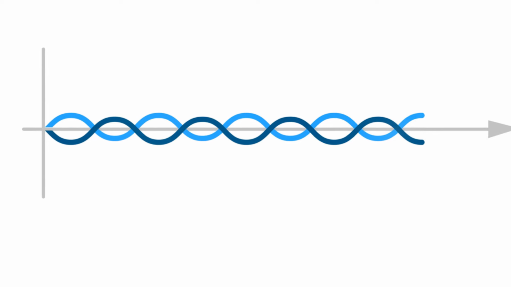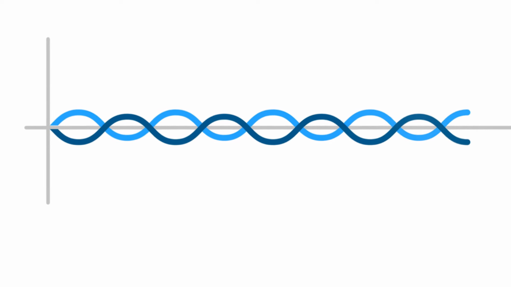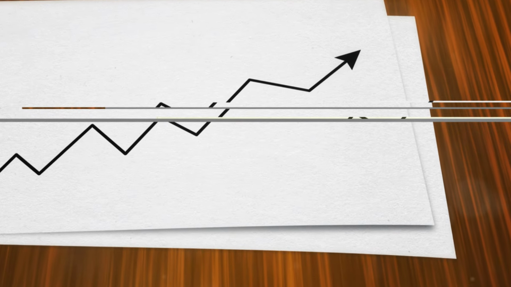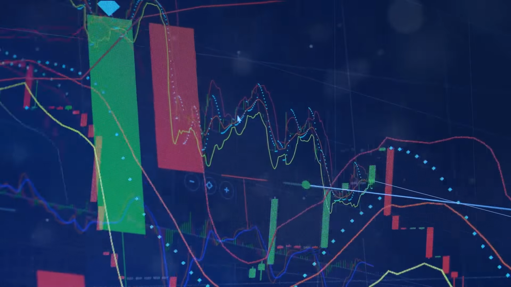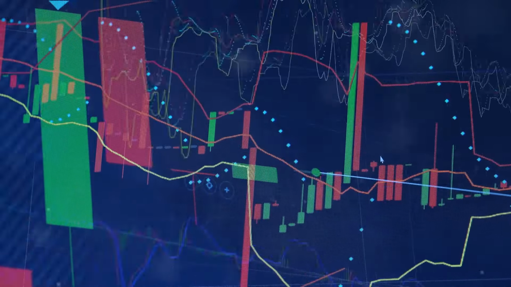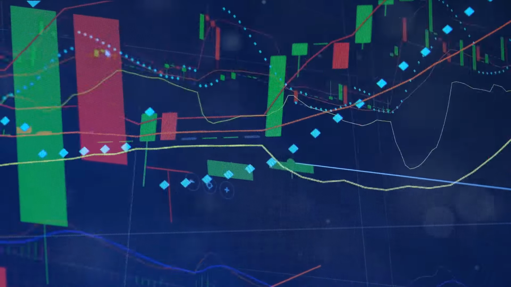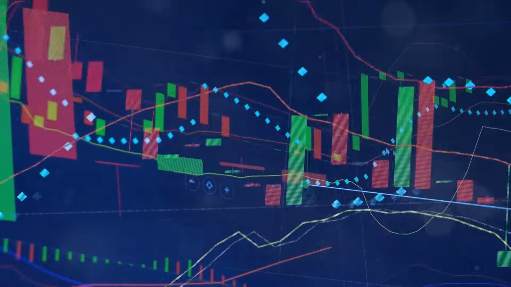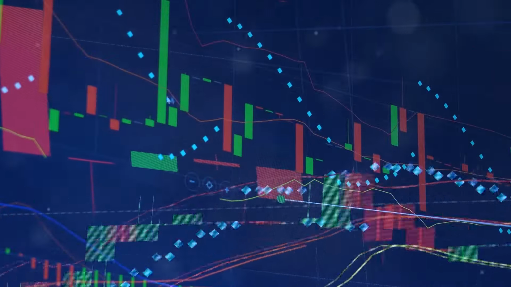An impulse wave is a 5-wave pattern labeled 1, 2, 3, 4, and 5, that moves in the direction of the main trend. This pattern is essential for identifying the primary direction of the market. Each wave within this pattern has its own unique characteristics and significance, contributing to the overall structure of the trend.